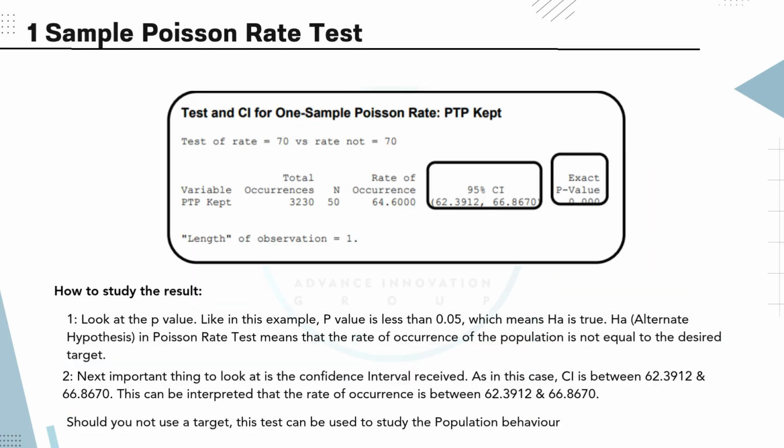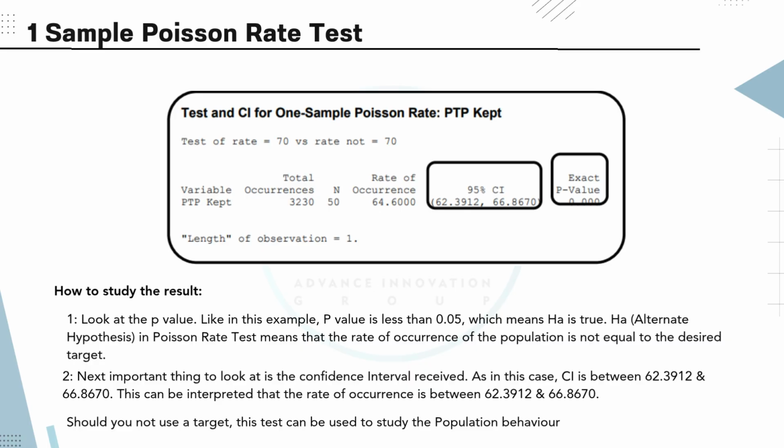In this slide, we'll walk through how to interpret the output from a one-sample Poisson rate test. Let's start with the p-value. The p-value is the first thing to look at. In our example, the p-value is less than 0.05, which is the commonly accepted alpha level. This indicates that the null hypothesis, H0, can be rejected and the alternative hypothesis, HA, is accepted. In simple terms, the test is telling us that the rate of occurrence in the sample is significantly different from the target rate. Now, let's move on to the confidence interval, CI.